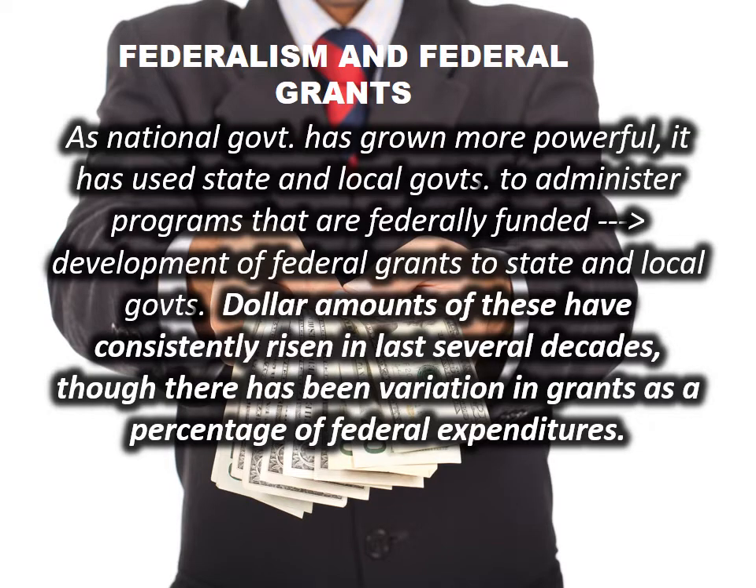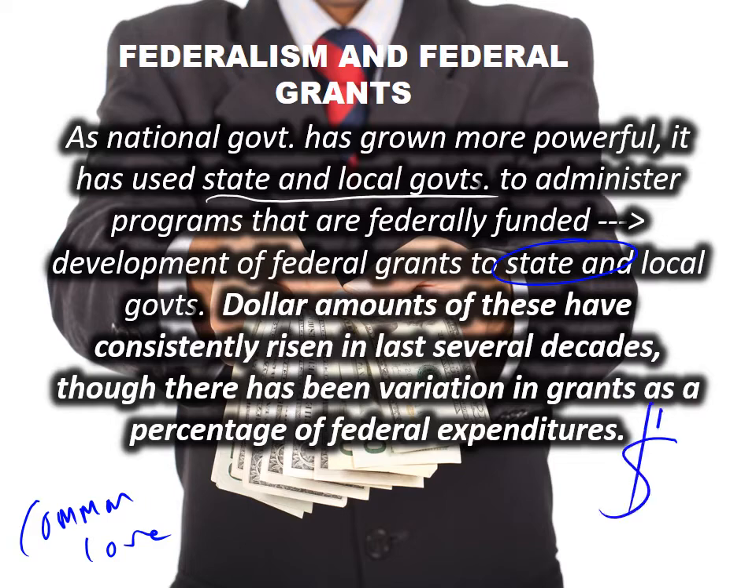Okay, so as the national government has grown more powerful, it has used state and local governments to administer programs that it wants. So think of Common Core. Federal government wants to institute Common Core. And as a result, they give money to the states and local governments to do what the federal government wants. But the problem with this is that the dollar amounts of these have consistently risen. So it's like we're getting a little bit less effective with our spending because we're just giving states a bunch of money to do this thing that the federal government wants them to do.